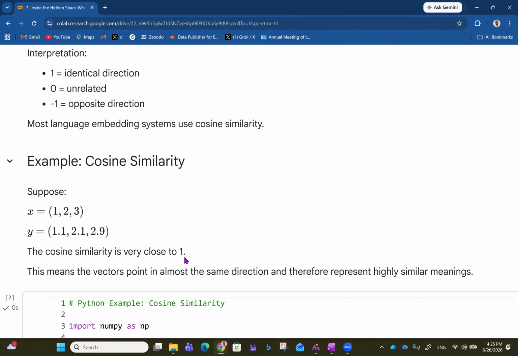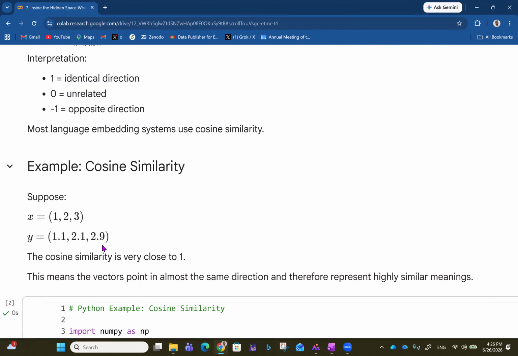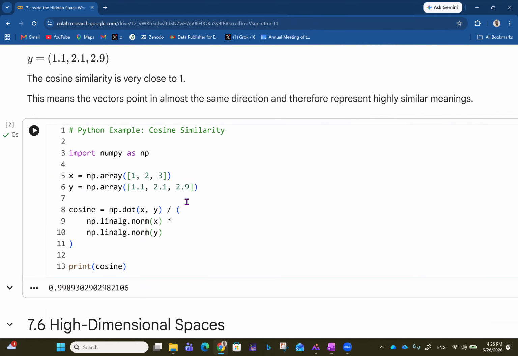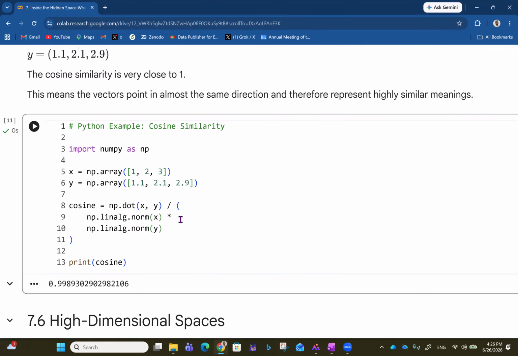Now, using cosine similarity, say x is 1, 2, 3 and y is 1.1, 2.1, 2.9. If you compute the cosine similarity of this by saying 1 times 1.1 plus 2 times 2.1 plus 3 times 2.9, all over the modulus of 1, 2, 3 times the modulus of 1.1, 2.1, 2.9, the cosine similarity is very close to one, as we're going to see in the Python code. This means the vectors point in almost the same direction and therefore represent highly similar meanings. So imagine that here: you have 1, 2, 3 and 1.1, 2.1, 2.9. If you do the whole cosine similarity computation, you get 0.99, which is close to 1. So that means that these two vectors point in the same direction.